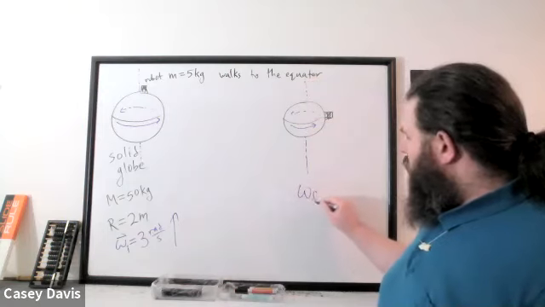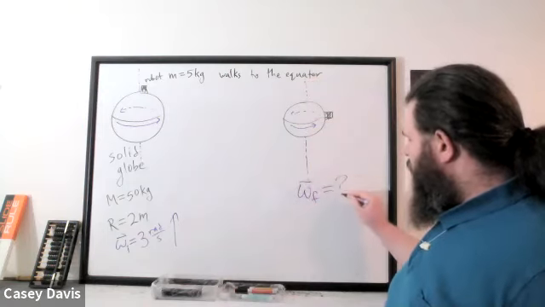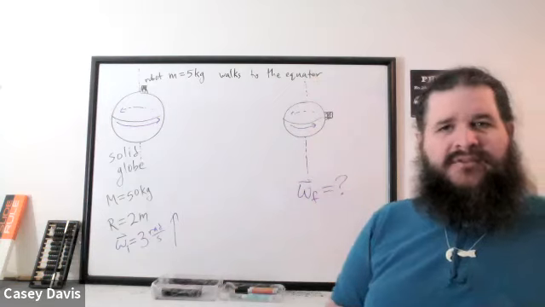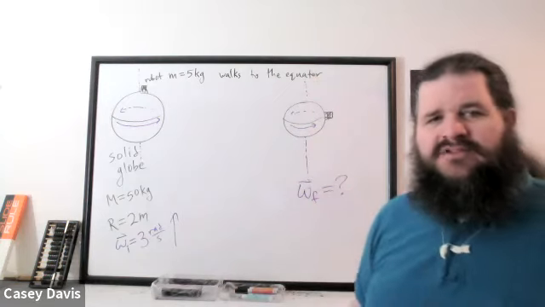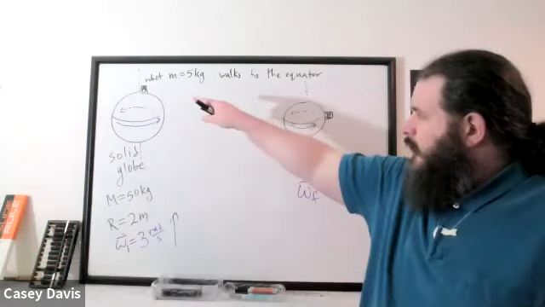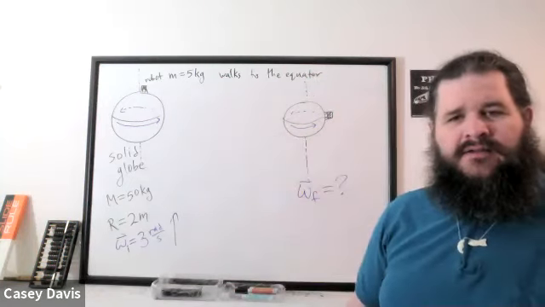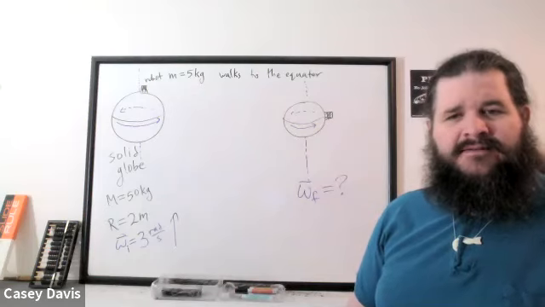And we want to know, what's the final angular velocity? How fast is the globe now spinning? First of all, why would you expect the speed to change in the first place? Why would the robot crawling to the equator cause the globe to change its angular speed?